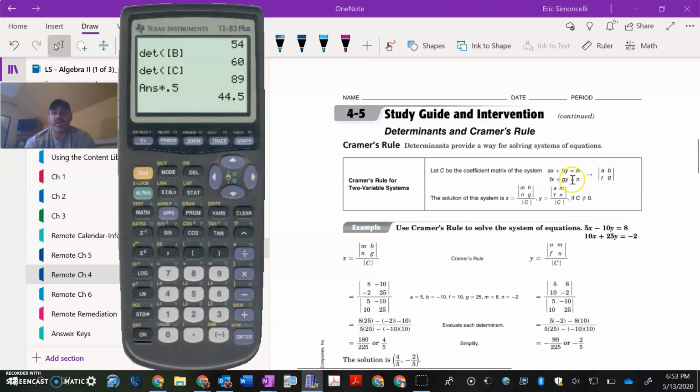AX plus BY equals M, FX plus GY equals N, and ABFG will be the quote-unquote coefficient matrix, based upon, well, A, B, F, G, the coefficients of the system. M and N are quote-unquote the answers, of which you'll replace for the X determinant matrix the first column, and the Y determinant matrix the second column. The denominator, as you'll see here in a moment, will be the coefficient matrix, hence the letter C, or capital C, for that matrix, which stems from, again, what we said back here on this 2x2.